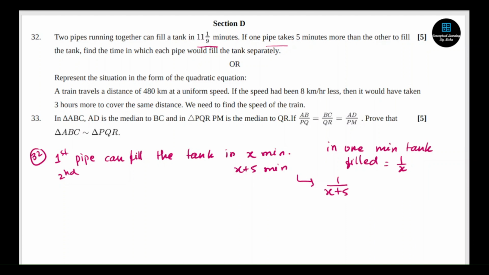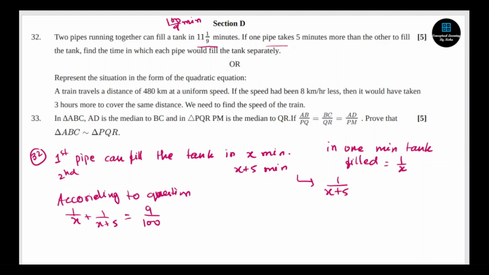And now the time is 11 1/9, which is 99 plus 1, which is 100 upon 9 minutes. So in 1 minute, how much tank is full? 9 upon 100. According to the question, 1 upon x plus 1 upon x plus 5 equals, take the reciprocal of that.